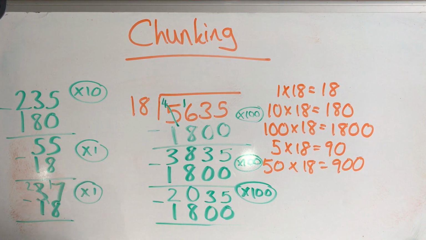So 17 take away 8 is going to leave me with 9. So it's going to leave me with 19. And I can still take one more group of 18 out, which will leave me with 1.